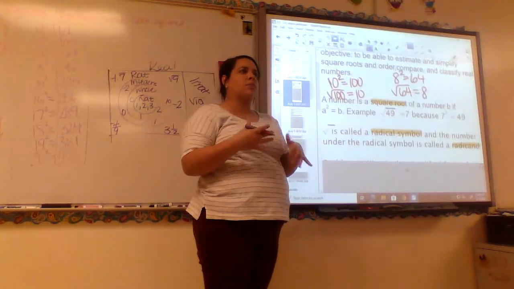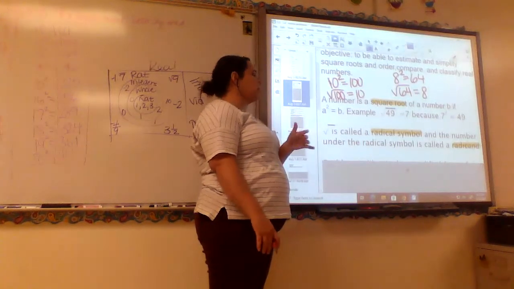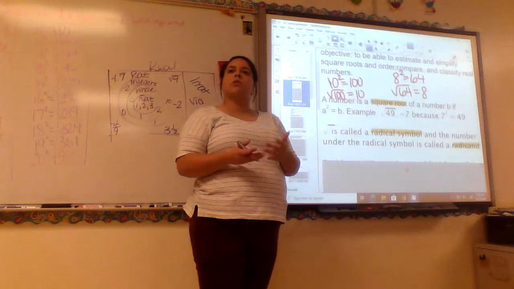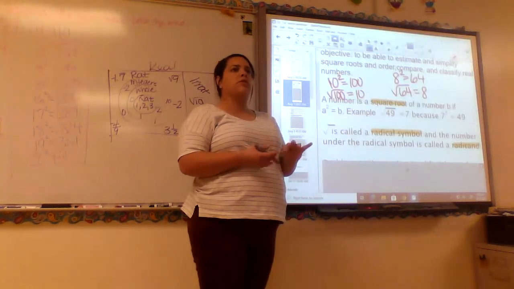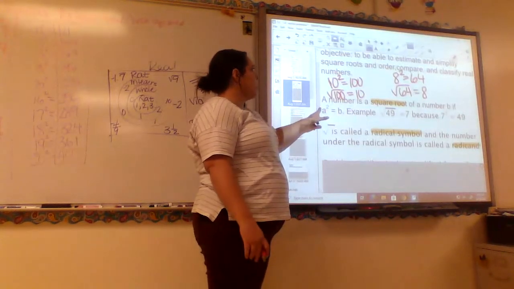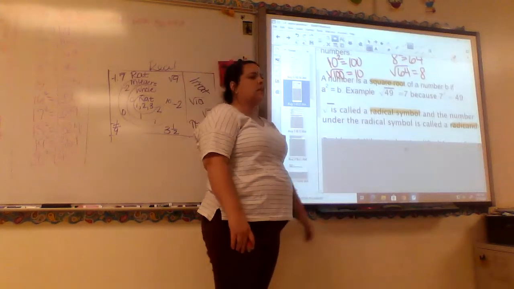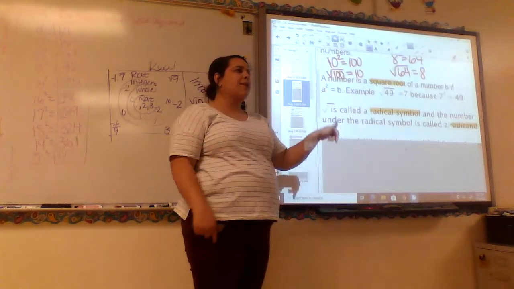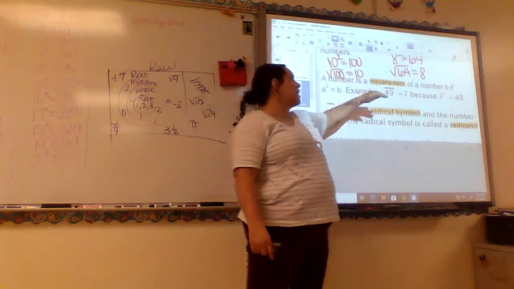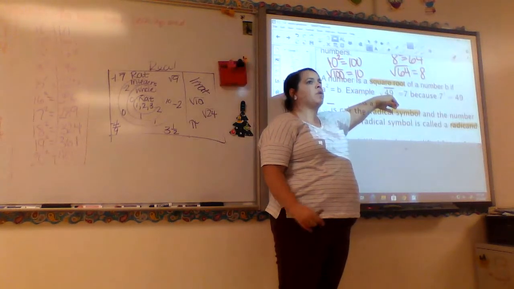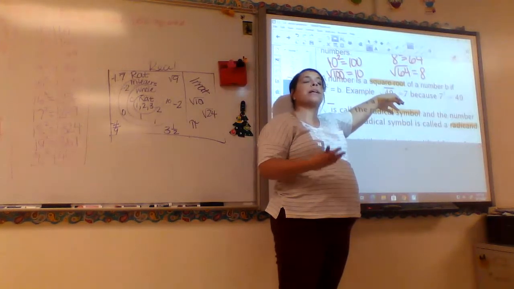That's a radical symbol. In Algebra 1, we only focus on square roots, but in Algebra 2, we focus on cube roots, fourth roots, and fifth roots. You will also see the word radicand. Radicand is the number that's under that root. So if I said, hey, what's the radicand of this? We would say 49 because it's the number that's under the root.